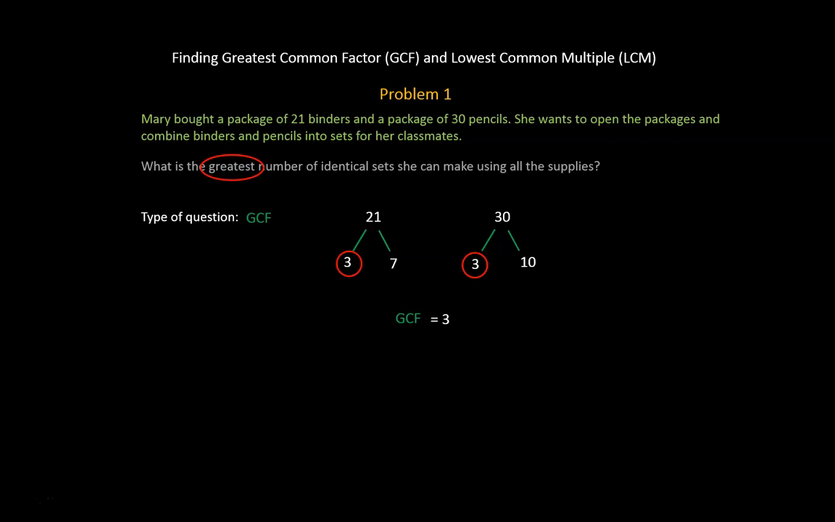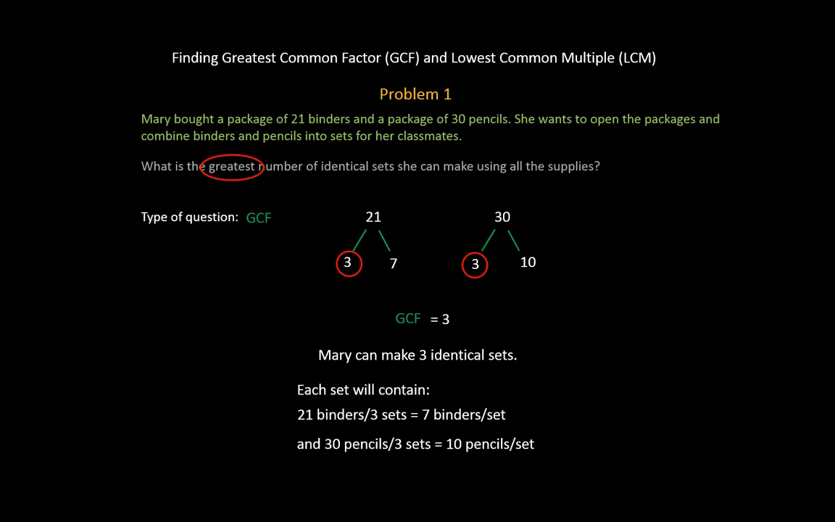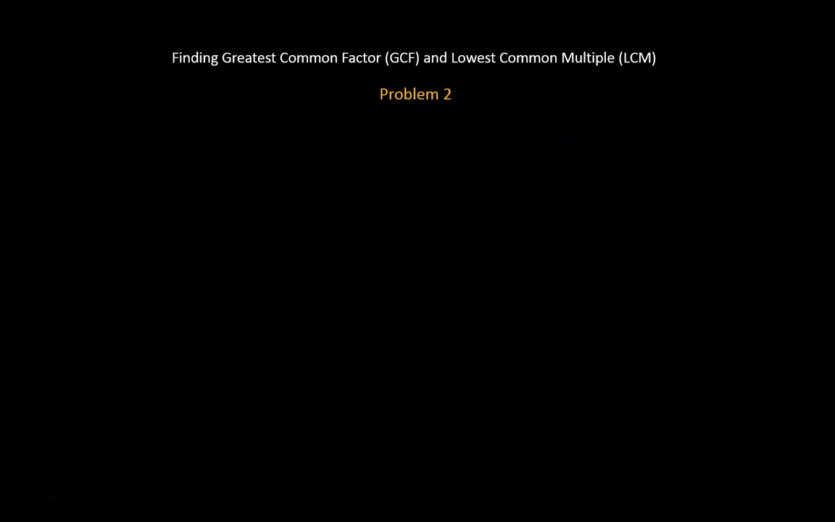What does this mean? Mary can make 3 identical sets. What can she put into each set? 21 binders divided by 3 sets will be 7 binders per set. And similarly, 30 pencils divided by 3 sets will be 10 pencils per set. Problem 2.